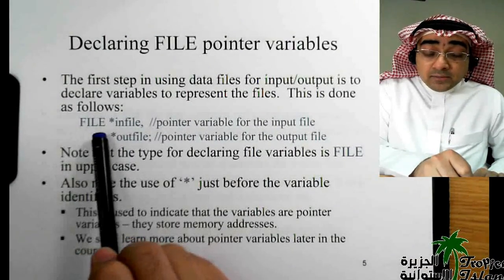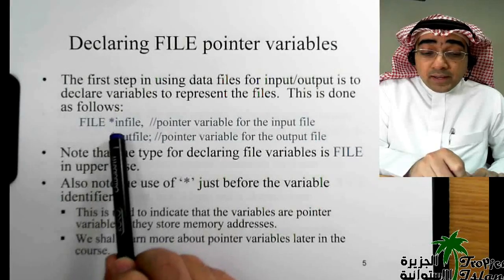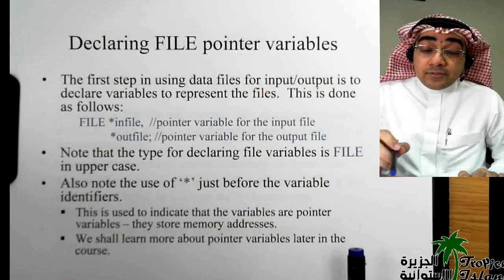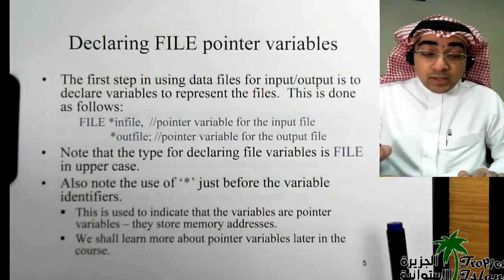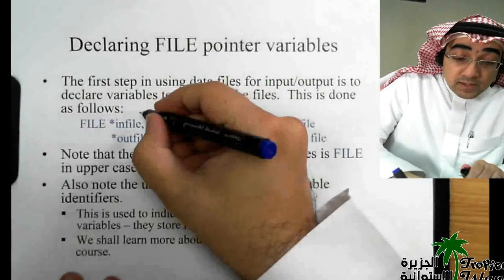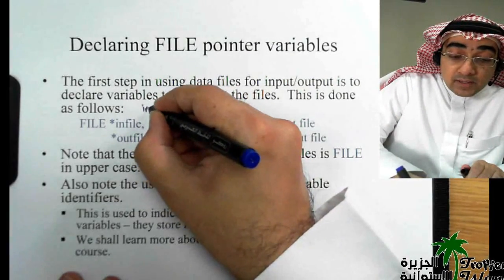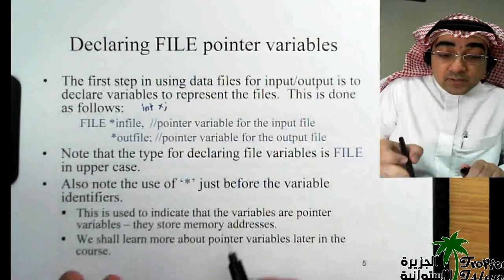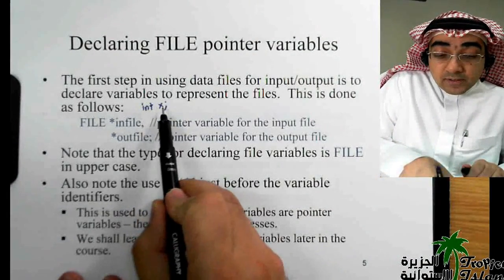You actually say FILE, then you put the star and the name of the file or the variable that you want to name. So for example, in our old programming style, if you want to declare an integer x, we say int x. This is similar. You put the type first and then the variable name.